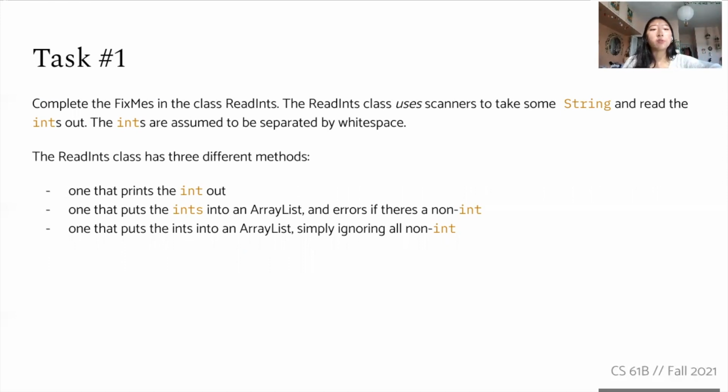And so the readInts class has 3 different methods. One that prints the ints out, one that puts the ints into an array list and errors if there's a non-int, and one that puts the ints into an array list, simply ignoring all the non-integers. And so the first one has already been completed for you, and you can reference that. Your task here is to complete the second and third methods.